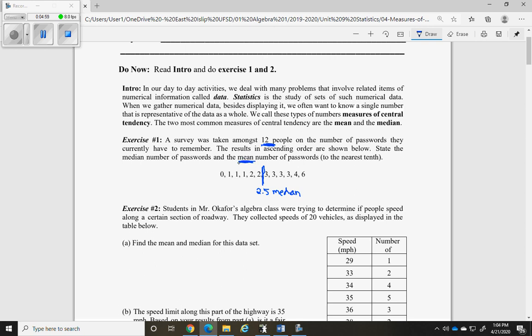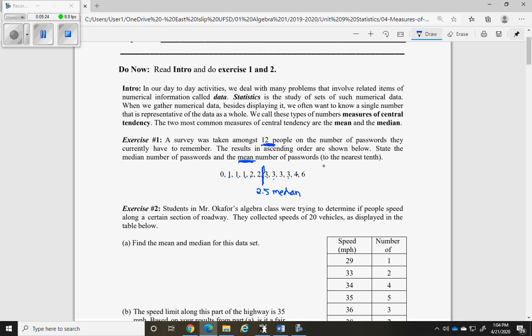And they're asking for the mean. So remember I said the mean is when you add up all the numbers and divide by how many you have. So you can go ahead and add up these numbers. The numbers are so small, we could probably even do it without a calculator. This is 10, 13, 16, 19, 20, 22, 23, 24, 25, 26, 27, 28, 29.